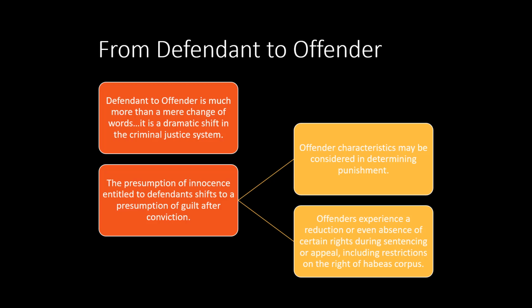And one of the things we can also do is look at more evidence, more things, if we're trying to determine punishment as opposed to guilt. One of the things that can happen is offenders lose rights during sentencing or appeal. They lose access to certain things they had when they were merely defendants, including restrictions on the right of habeas corpus.